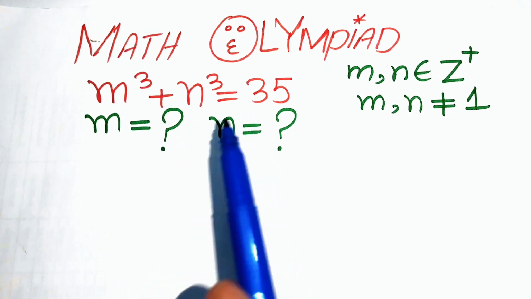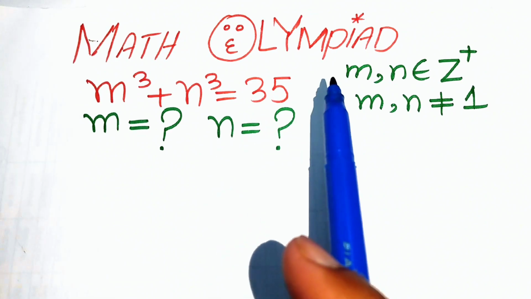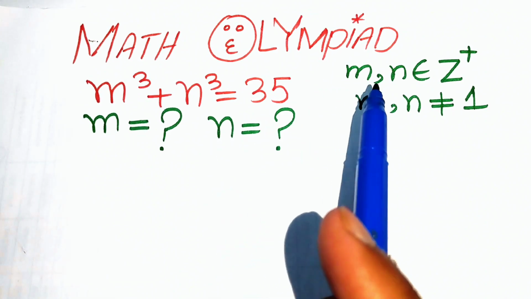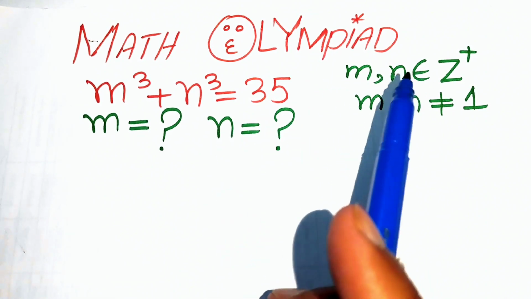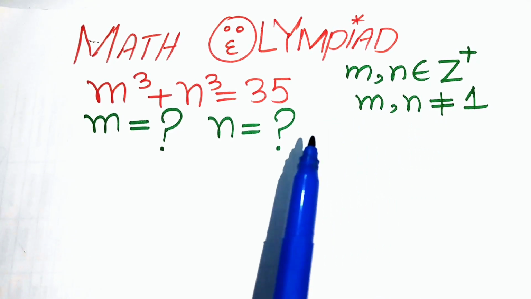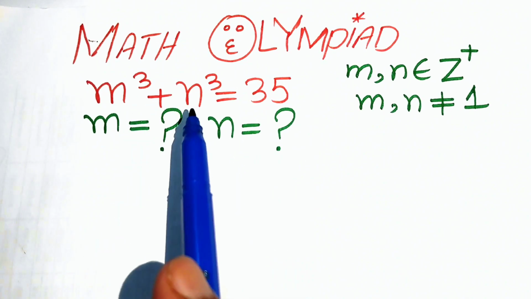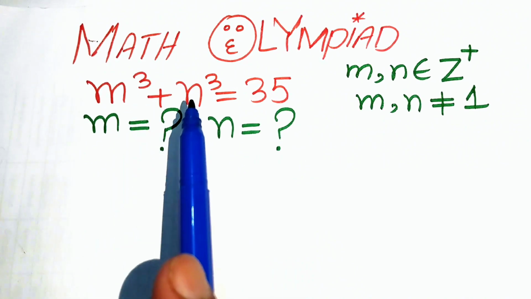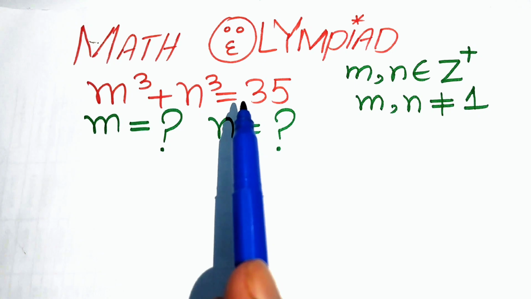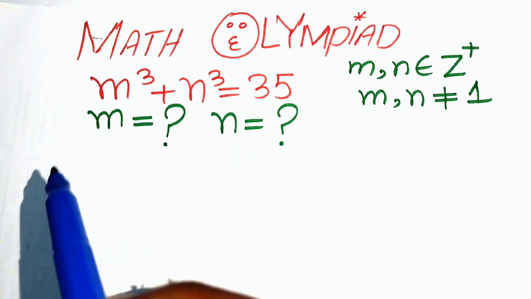Welcome to solve this math Olympiad algebraic problem. Here we have m cubed plus n cubed equals 35, and we find the values of m and n according to the given conditions. M and n must be positive integers, and m and n are not equal to 1. So now we first focus on the given question statement, m cubed plus n cubed equals 35.